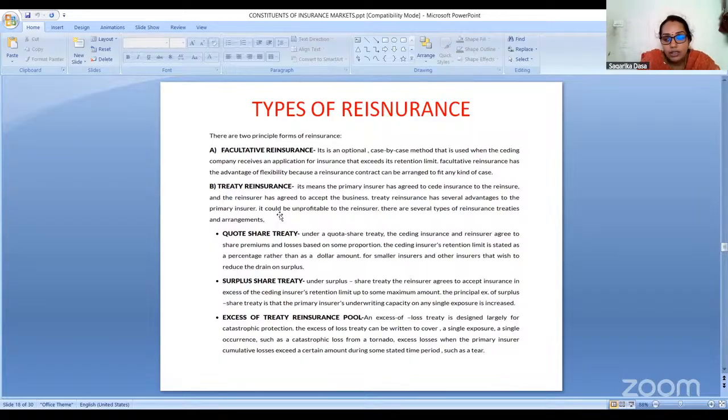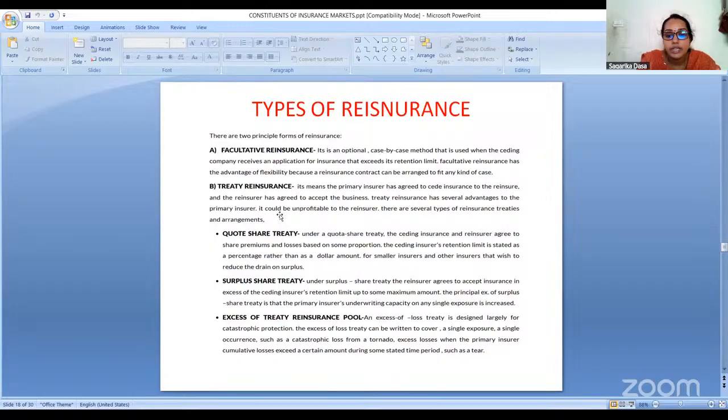We have got other types of treaty reinsurance. One is quota share treaty, surplus share treaty, and excess of loss treaty reinsurance pool. Quota share treaty means the reinsurer agrees to share premium and loss based on some proportion. They will share the quota, that is the proportion, 2:1, 1:2 kind of a thing. In surplus, whatever the surplus amount is, they will share the maximum surplus amount.